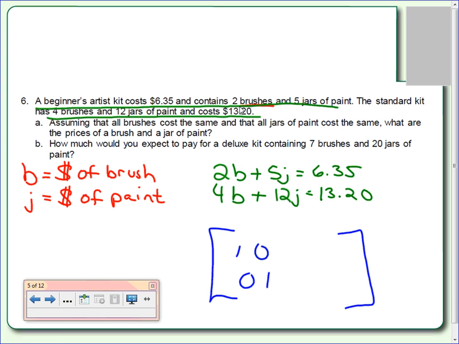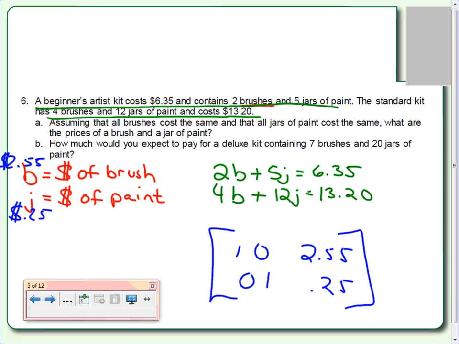Rosa, you got an answer? Yeah. What'd you get? 2.55 for the first one, and 25 cents for the other one. So what costs 2.55, the brush or the paint? The brush costs 2.55. And how about the jar of paint? It's 0.25, 25 cents. So that's how much the brush and the paint cost.